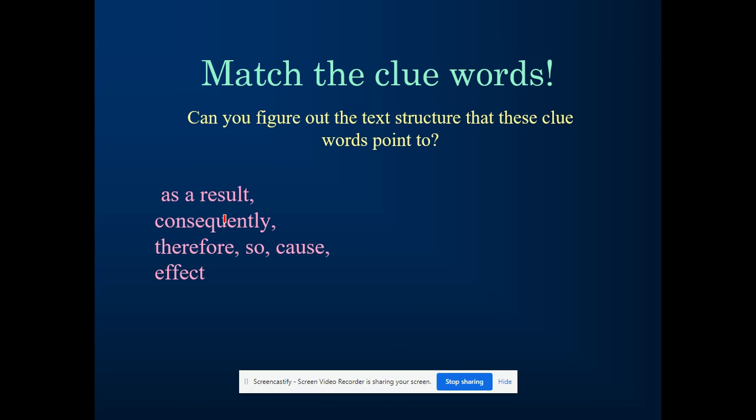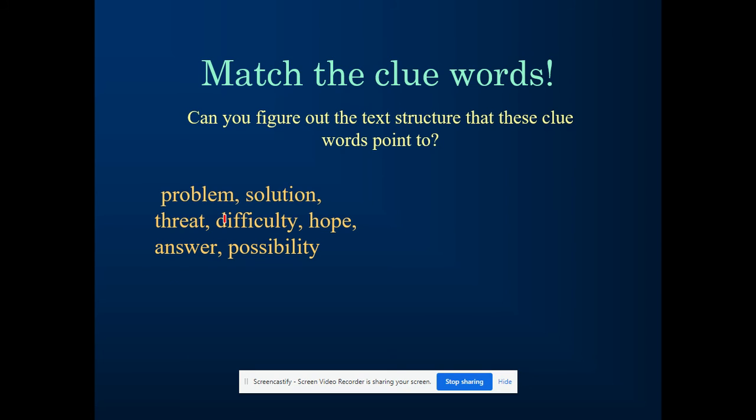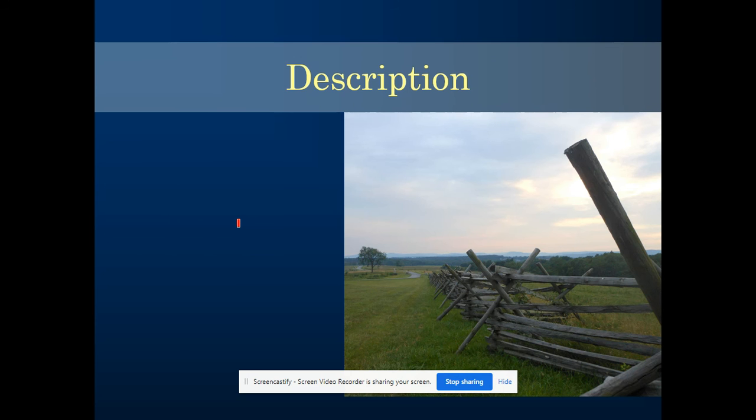Okay, I won't double click this time. As a result, consequently, therefore, so, cause, effect. What text structure do you think that is? You said cause and effect. I agree with you. Okay. Problem, solution, threat, difficulty, hope, answer, possibility. What text structure do you think that could be? You said problem and solution. Yeah, that one's right there in the names, in the hints.